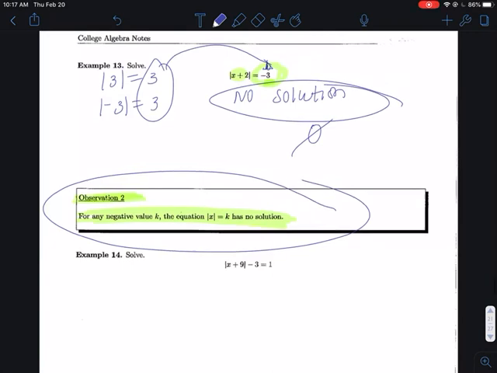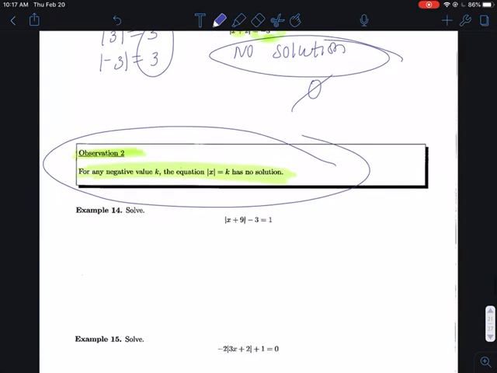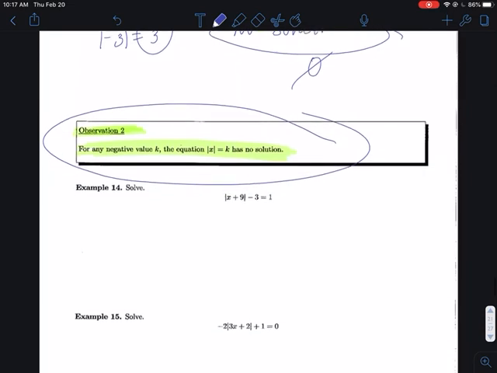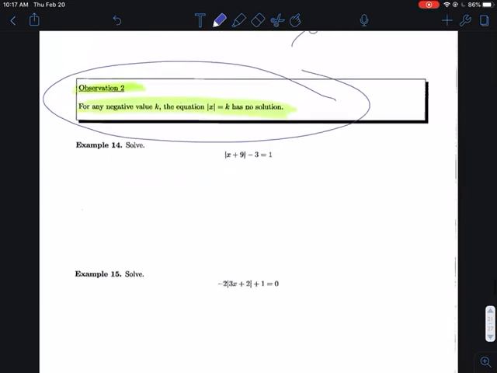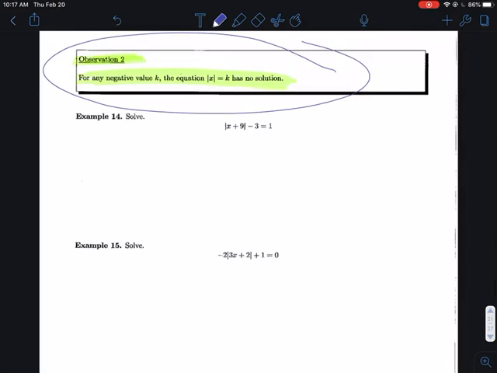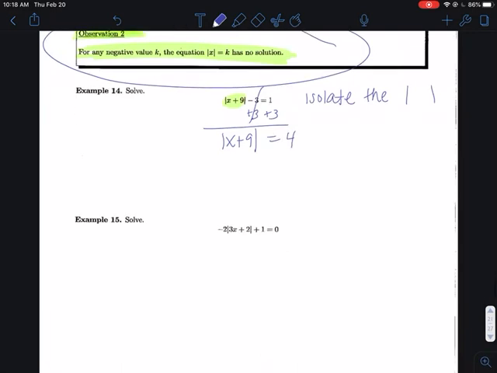All right, and we're almost wrapping this up. When you see problems like this, you need to isolate the absolute value. You want to get that absolute value stuff by itself. So in this example, I need to add 3 to both sides. You don't do any separating until you get the absolute value by itself.